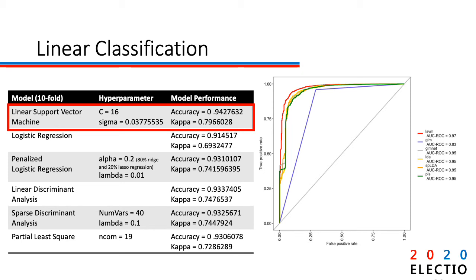Linear SVM performs best compared with penalized logistic regression, PLS, and other linear classification models. It has the highest accuracy with 94.28% and highest kappa with 79.66% and highest AUC value with 97%. The optimal number of cost is 16 and sigma is 0.0378.